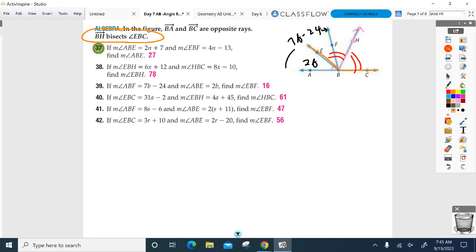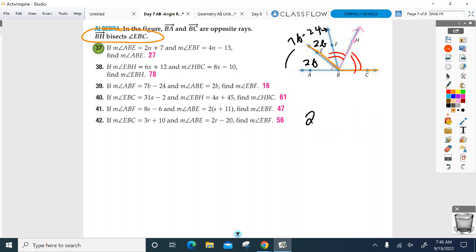Find EBF. This angle right here. Do I have that right? 7B, AB. Oh, yeah, we're good. What did we know about these two angles from the diagram, even before we read the directions? So if that's 2B, what can I label this one? 2B.